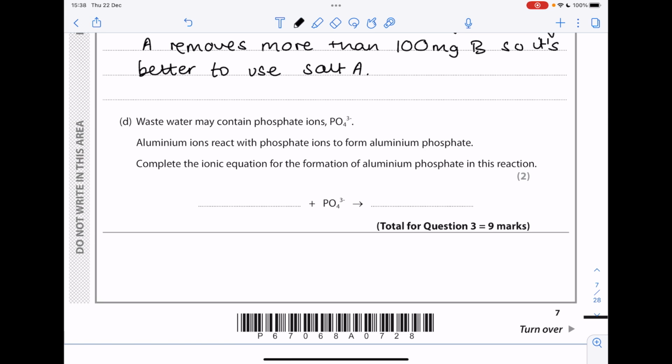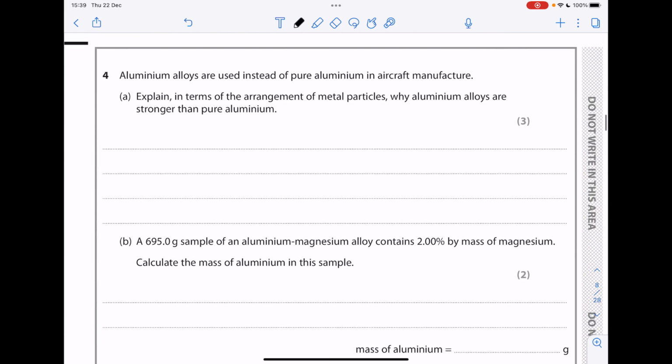Wastewater may contain phosphate ions, PO4 3-. Aluminium ions react with phosphate ions to form aluminium phosphate. Complete the ionic equation for the formation of aluminium phosphate in this reaction. Aluminium is in group 3, so it has a 3+ charge. We're forming aluminium phosphate. Look, this is nice. These ions balance out. So that's what we're looking for as our answer.